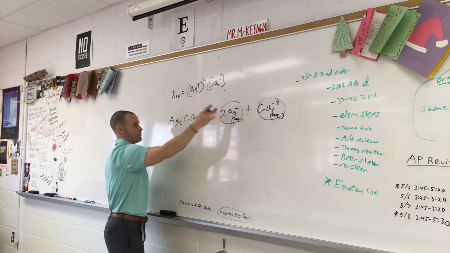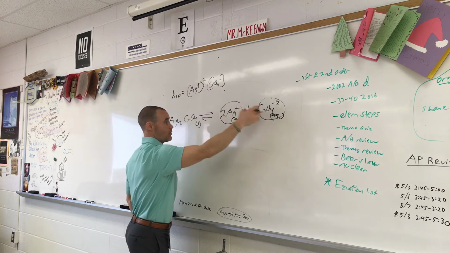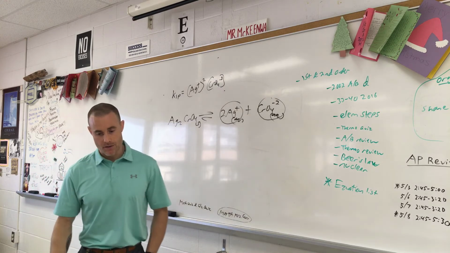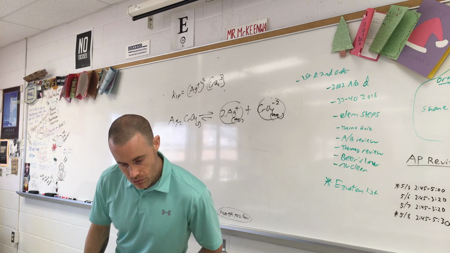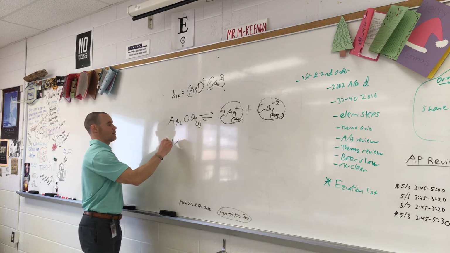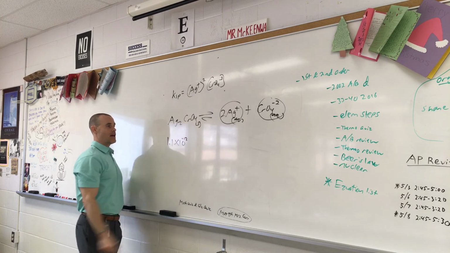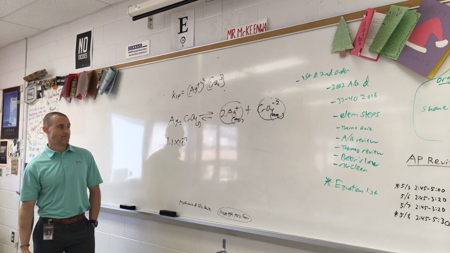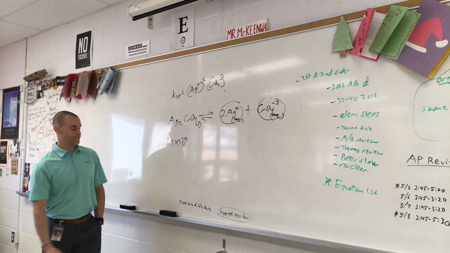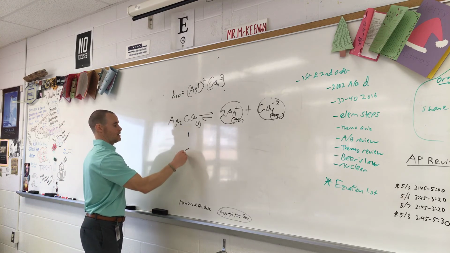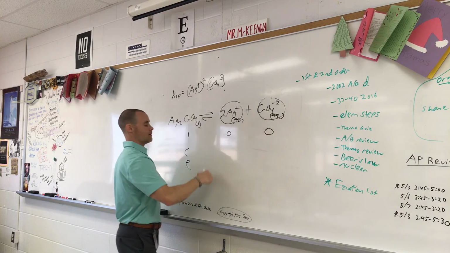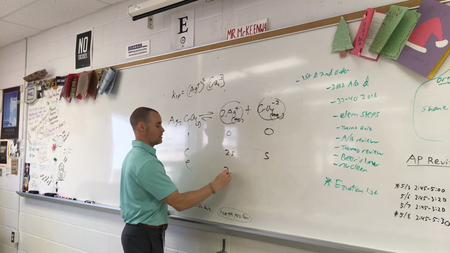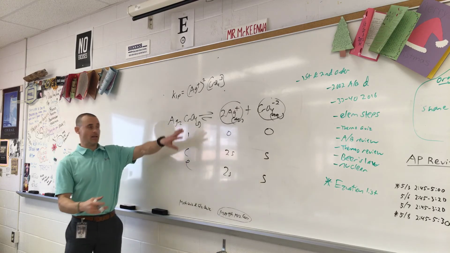So Ag+ squared times CrO4 2-. If the Ksp is 1.1 times 10 to the negative 12, and they want to know the solubility of this salt, how would we do that? You do an ICE table. Initially it's 0. Then it would be 2S for Ag+ and S for CrO4 2-. Initially there's none of that.